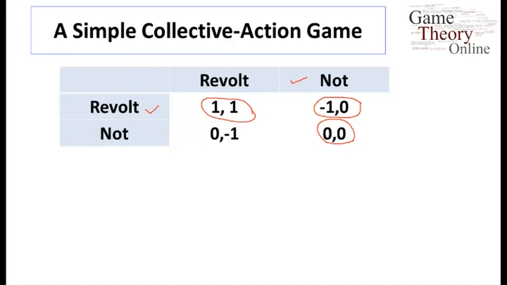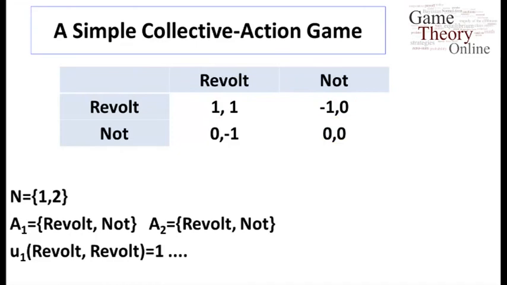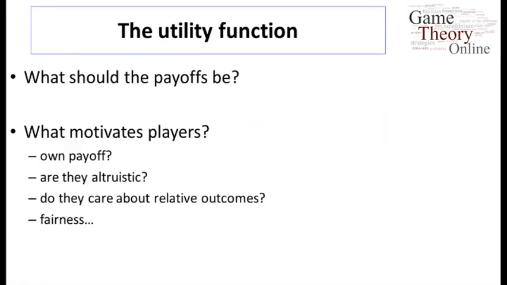That's our game. How do we model this? Well, as you might expect, we have again two players, 1 and 2. It happens to be again symmetric. They can revolt or not. If they both revolt, the payoff is 1, and so on. So hopefully this is pretty straightforward. There's one thing that bears speaking about. We have these numbers in these matrices. What do they represent? What do they capture?